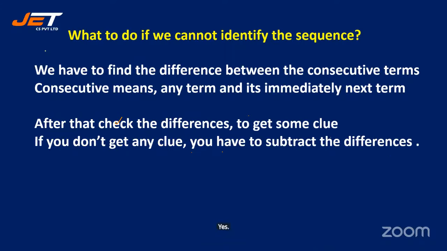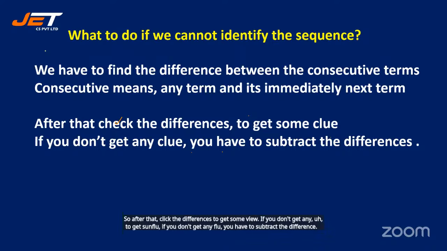Right. Now, what to do if we cannot identify the sequence? We have to find the difference between the consecutive numbers. Consecutive means any term and its immediately next term. So after that, check the differences to get some clue. If you don't get any clue, you have to subtract the difference. Okay.